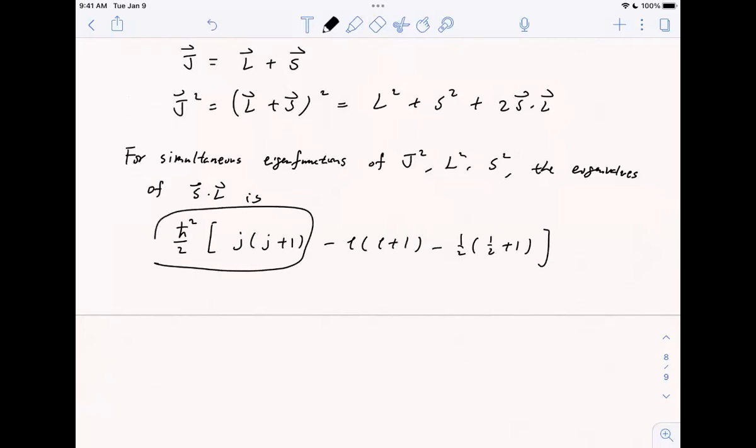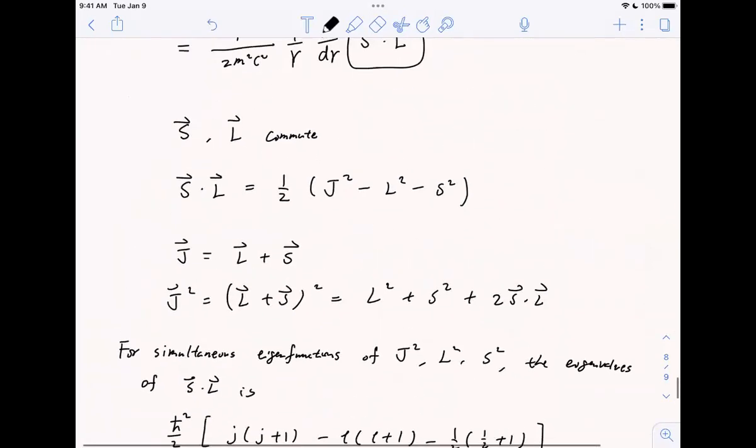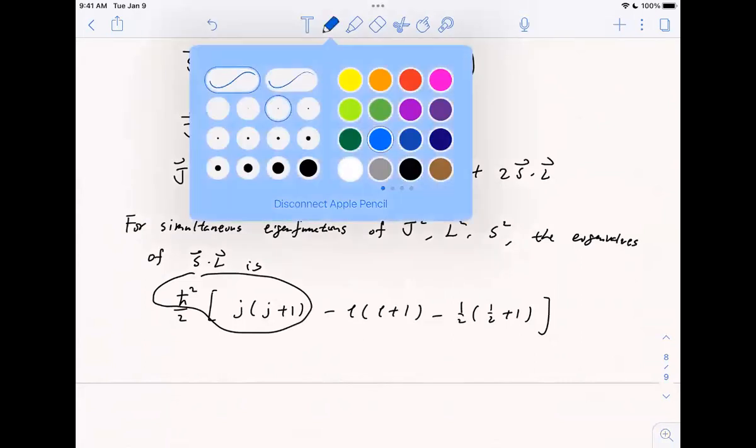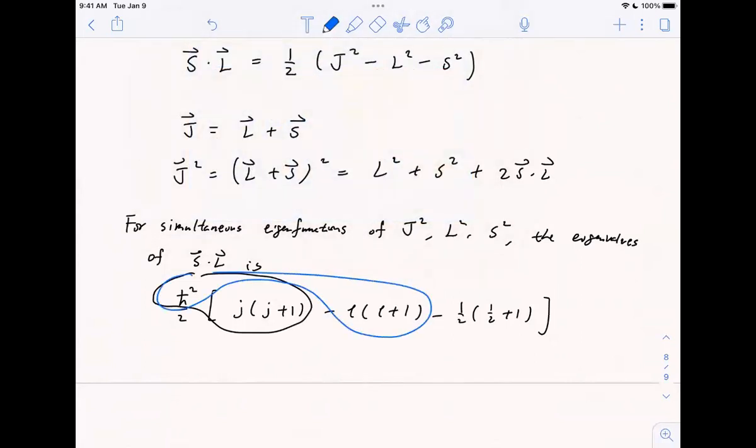So this part is the total angular momentum square. This is the eigenvalue for J square, with the 1/2 of course. And this one is the eigenvalue of L square. And this one is the eigenvalue of S square. Okay, so if you are not clear, then you just go back to review angular momentum in quantum mechanics.